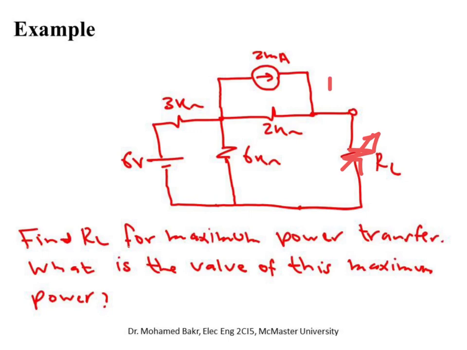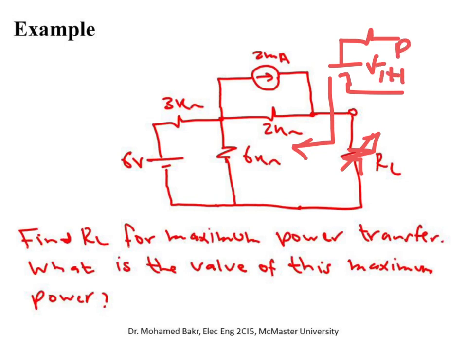You have to replace the circuit here. Looking into the circuit, you have to replace it by a Thevenin resistance and a Thevenin voltage source. So this is V Thevenin, and the other one is R Thevenin. Then you have your resistance RL connected to these two. And from our previous discussion, RL must be selected to have the same value as R Thevenin in order to get maximum power transfer. What is this maximum power transfer? I can calculate it from this equivalent circuit.